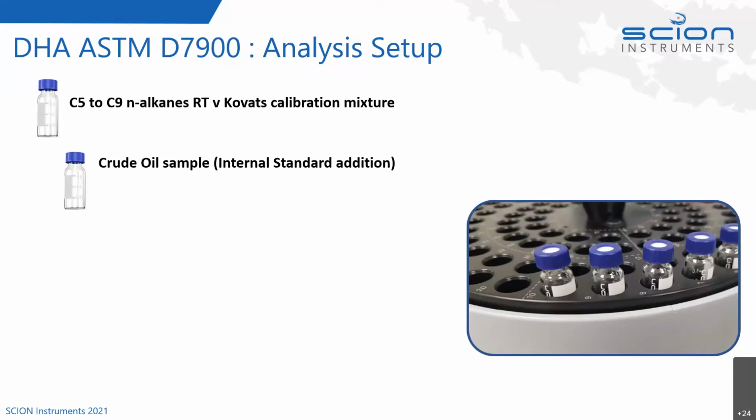So we'll run two samples this time, a calibration mixture and a crude oil sample itself. But instead of adding carbon disulfide, we're going to add a little amount of an internal standard to be able to do the merge of the DHA analysis. We're going to merge these results with the simdist results.